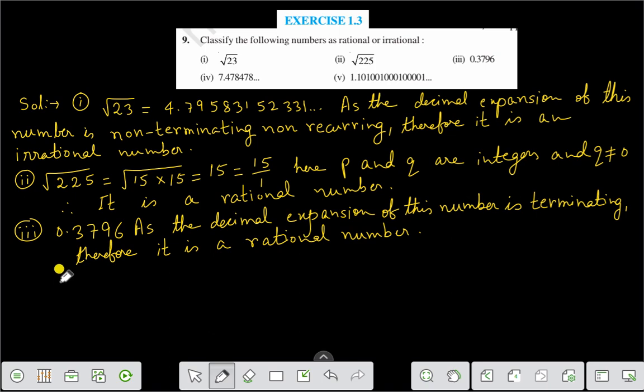Now, question number 4 is 7.478478478... Then we can write it here as 7.478 bar, 478 bar, right?